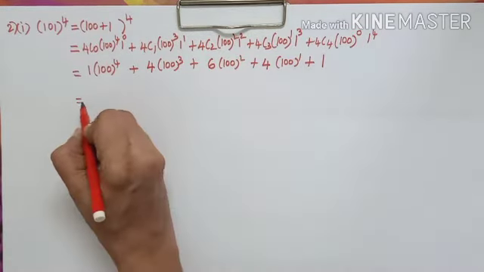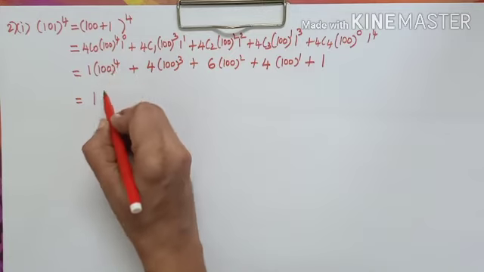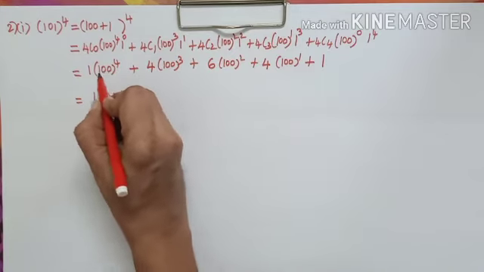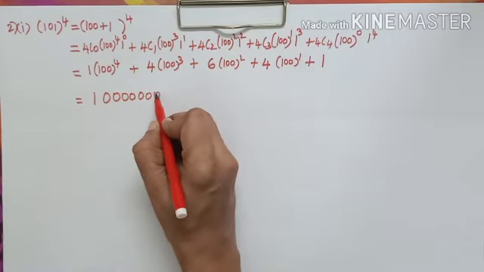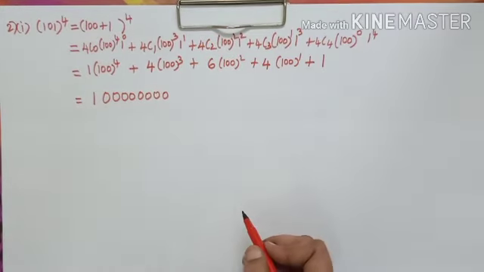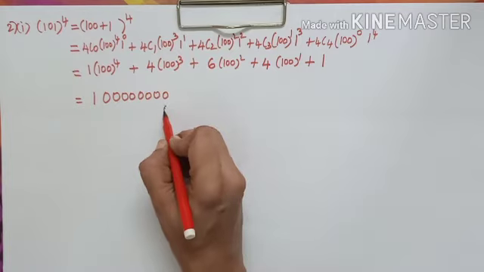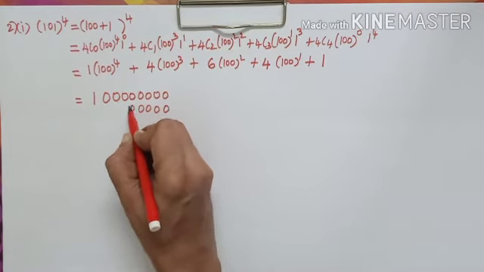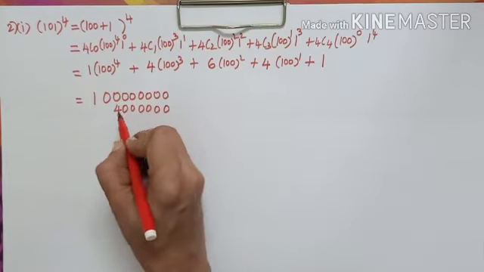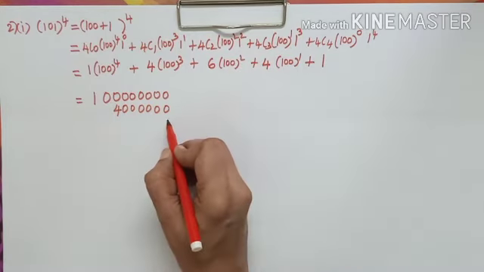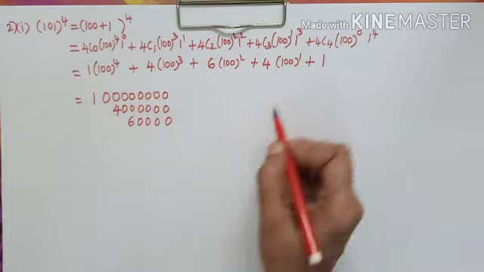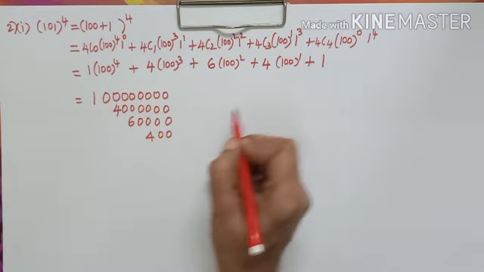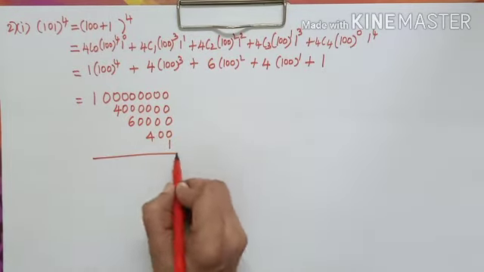So expanding, it is 1 power 4. You can use a calculator or put 2 zeros 4 times: first time, second time, third time, fourth time. 100 cube. So how many zeros now? 6 zeros, 1, 2, 3, 4, 5, 6, into 4. 100 square, 4 zeros will come, 1, 2, 3, 4 zeros, into 6. 4 into 100, 400. Final number 1.